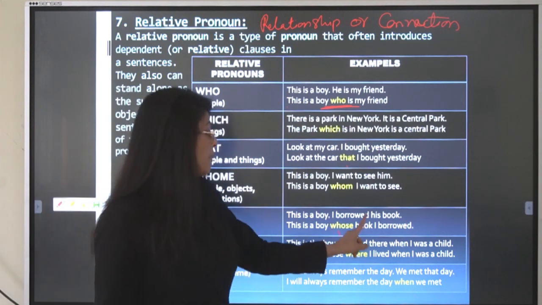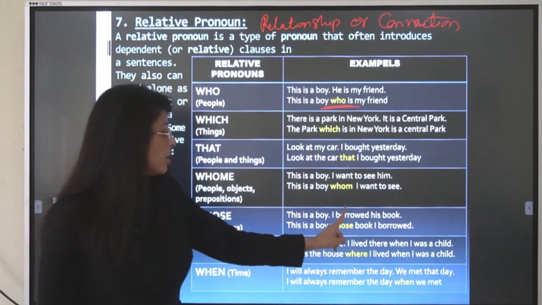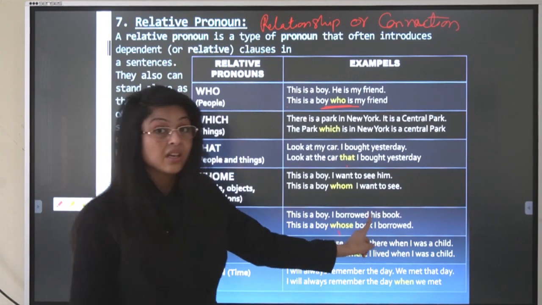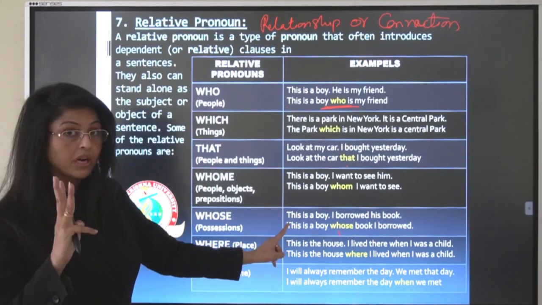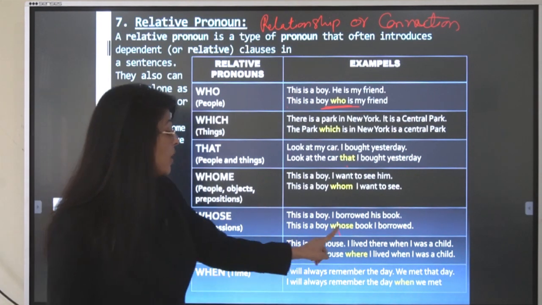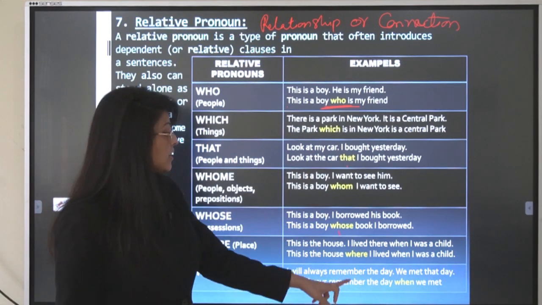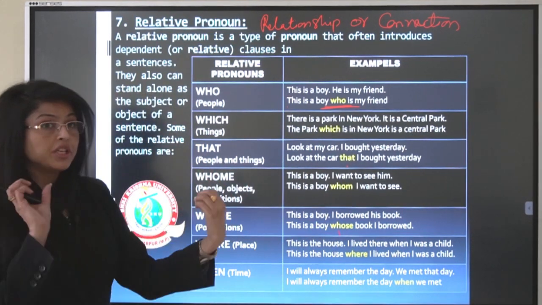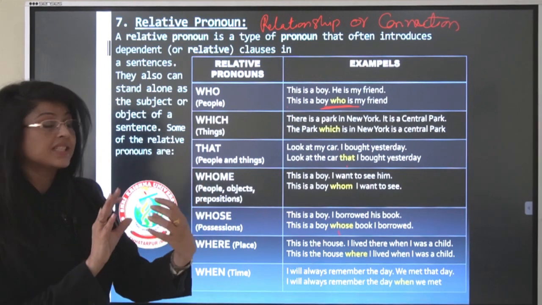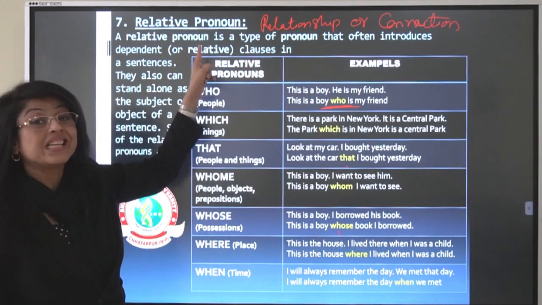This is the boy, I borrowed his book. See, this is the boy, I, his. Three times, right? Pronouns are being used three times. How can it be replaced and made into one? This is a boy whose book I borrowed. Simple. So these are working as conjunctions, and conjunction means joining something or connecting something or showing the relationship. That's why they are called relative pronouns.